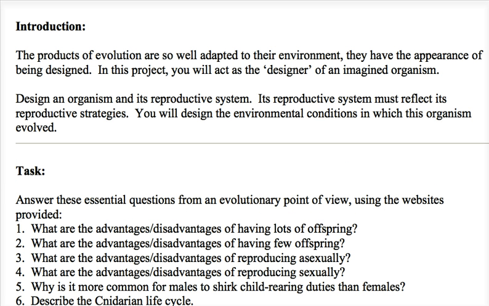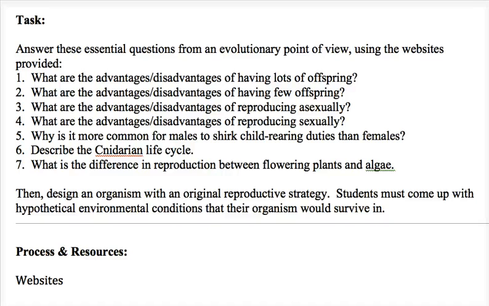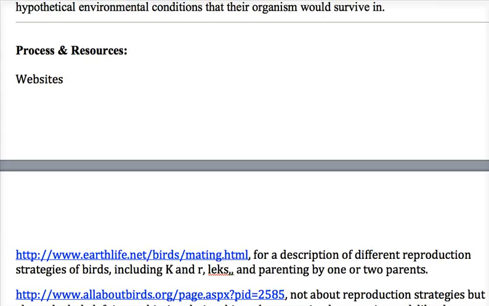Students will be playing the part of a designer of an imagined organism. You will design its reproductive system and describe the environmental conditions in which this organism evolved. You'll first answer these essential questions from an evolutionary point of view using the websites available.